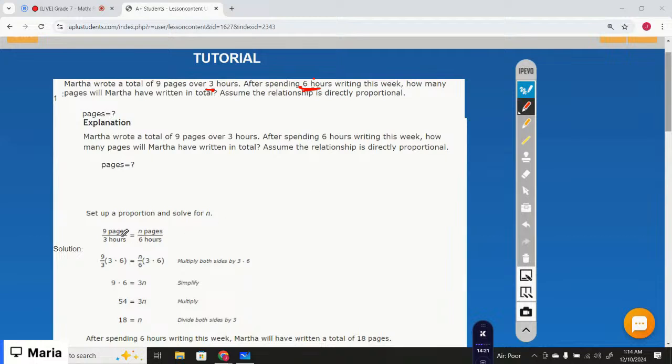So you need to solve this proportion for n. Just make a proportion 9 over 3 equals n over 6, because n pages we need to find. Do cross multiplication and solve it for n. So n equals 18. Got it?